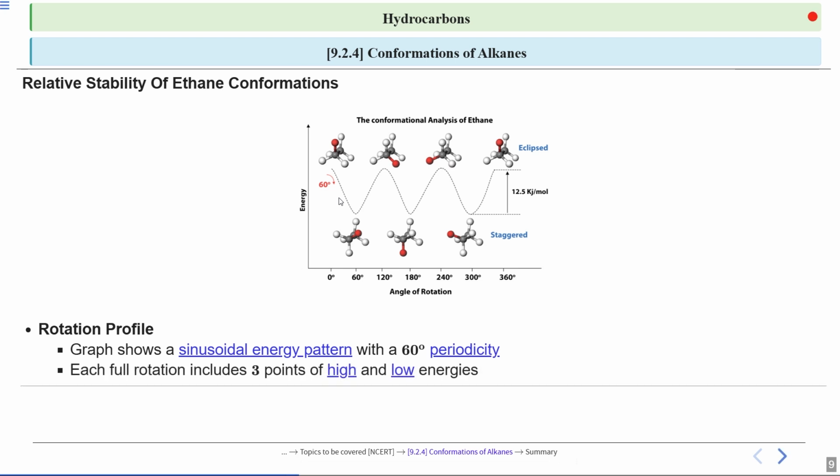Now each full rotation includes 3 points of high and low energies. You can see here, we started with the red carbon pointing upward, and after 3 highs and 3 lows, the red carbon is again oriented in the upward direction. So to make a complete rotation by moving 60 degrees at a time, you have to go through 3 lower energies and 3 higher energies. Now let us talk about these energies.